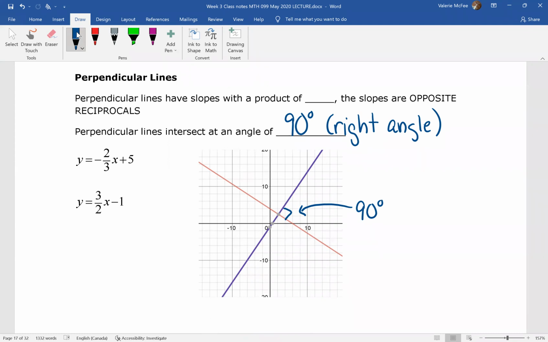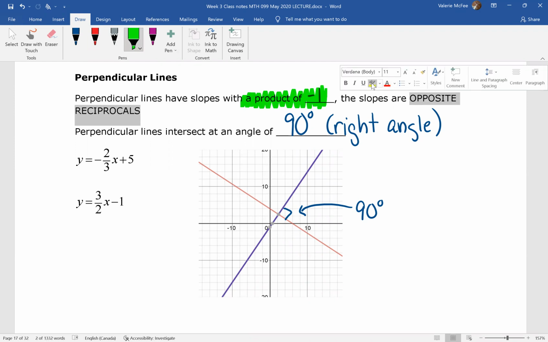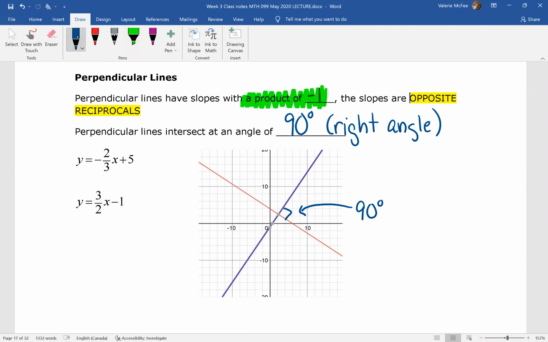Perpendicular lines have slopes with a product of -1. That means when you multiply the slopes, it will equal -1. There is one exception to that, and we'll talk about it. But we say that their slopes are opposite reciprocals. Opposite means that one is positive and one is negative. Reciprocal, well, we've talked about reciprocals. That's when you flip over your fraction.